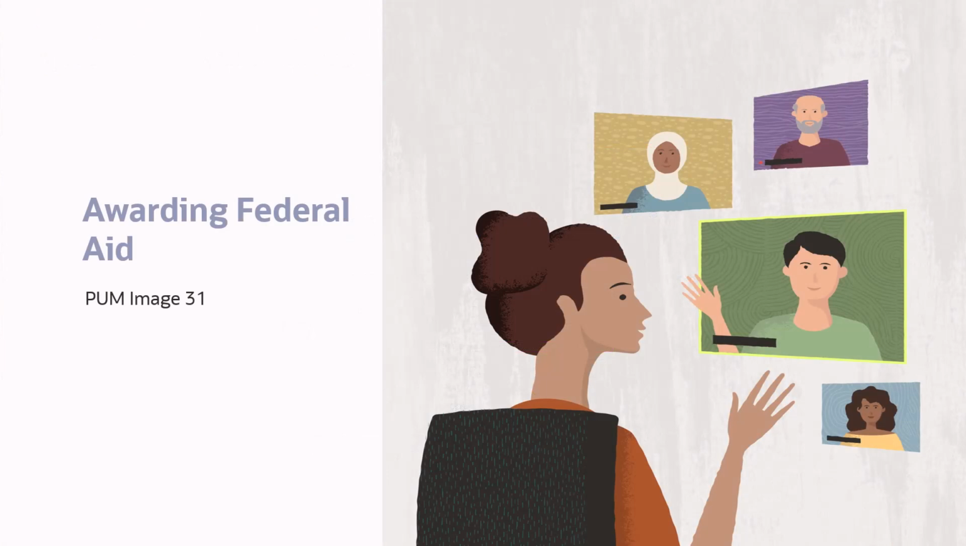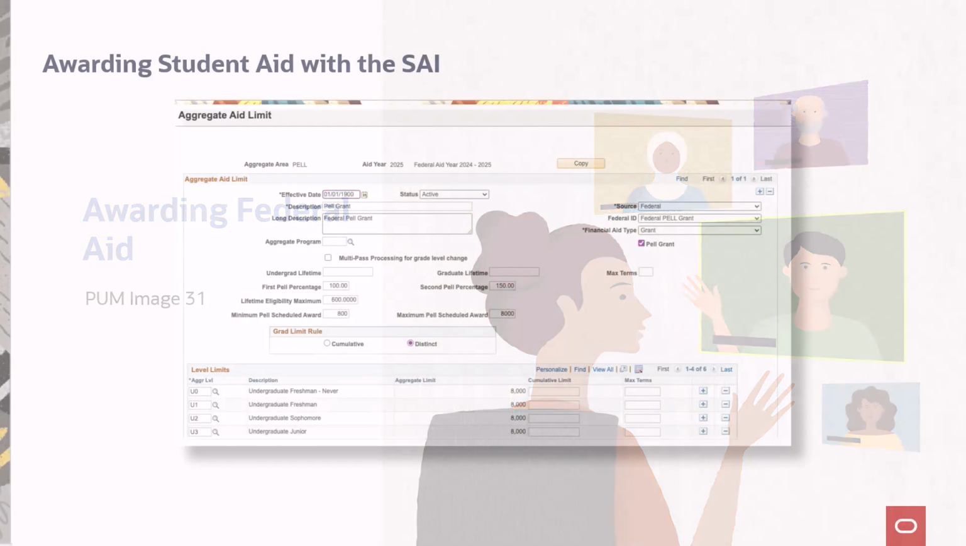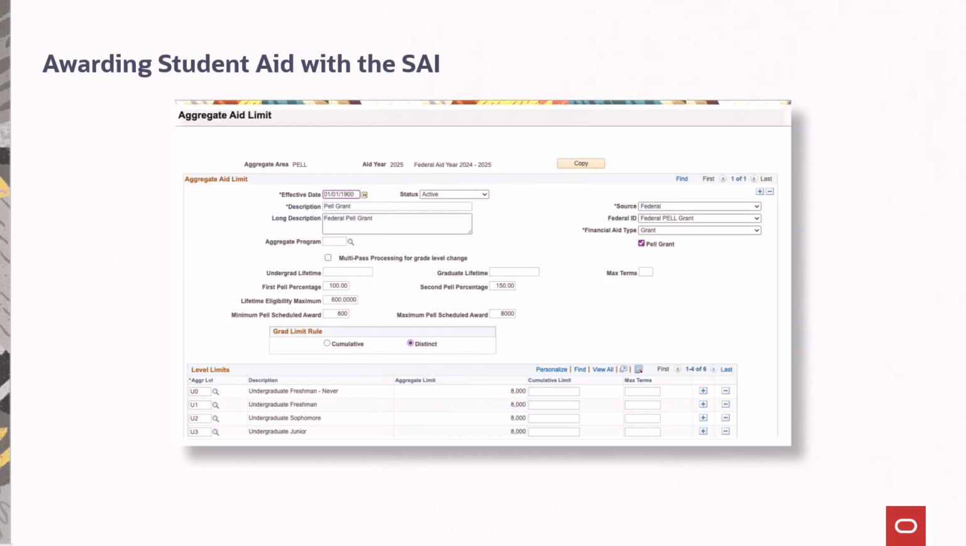The packaging engine has been updated to use the Student Aid Index, or the SAI, in awarding federal aid for the aid year 2024-2025 onward. Starting 2024-2025, Department of Education will no longer be publishing Pell schedules. They will publish the minimum and maximum Pell amounts for each year, starting with aid year 2025.